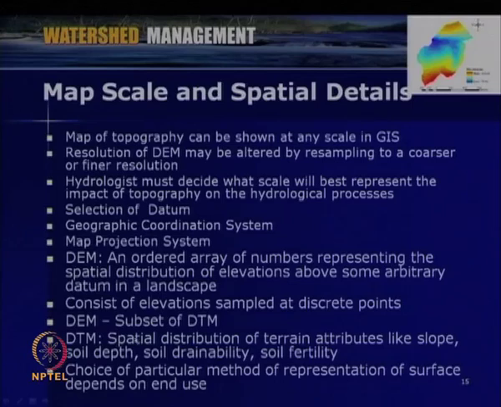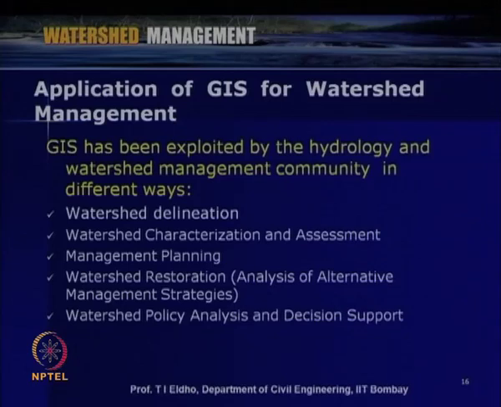DTM, or digital terrain modeling, gives the spatial distribution of terrain attributes like slope, soil depth, soil drainability, soil fertility, etcetera, within the perspective of watershed management. So, then we can choose a particular method of representing the surface or subsurface. So, the choice depends on the end use. So, what kind of use finally we will be looking for. So, accordingly we can choose the specific system.